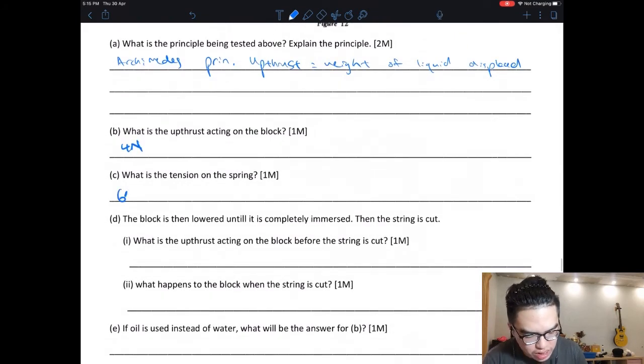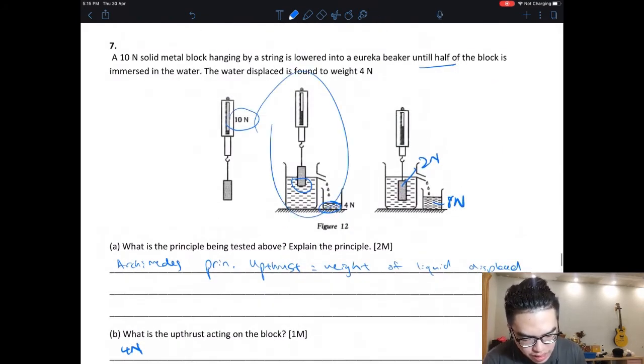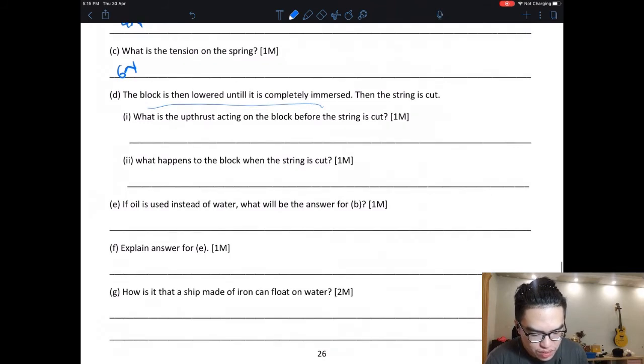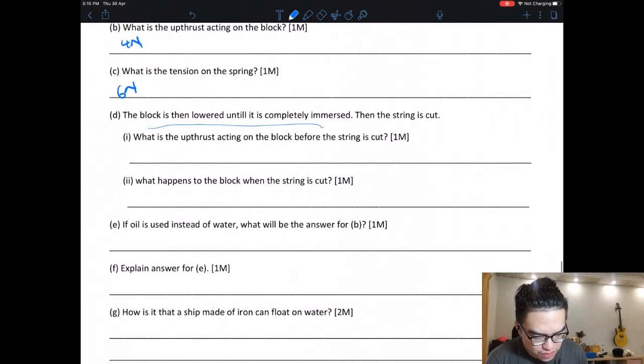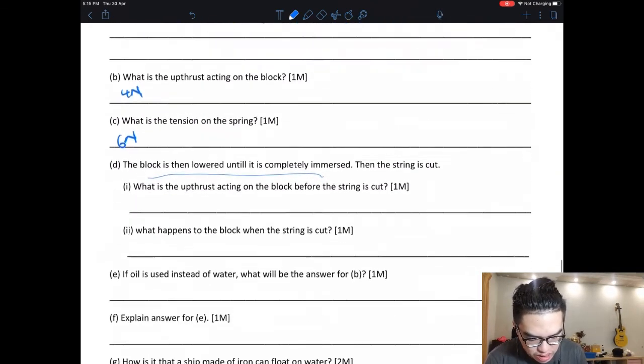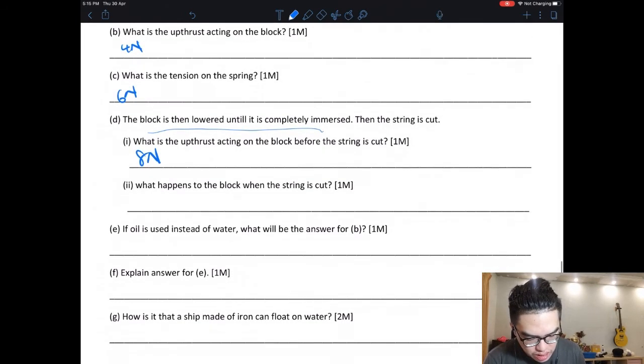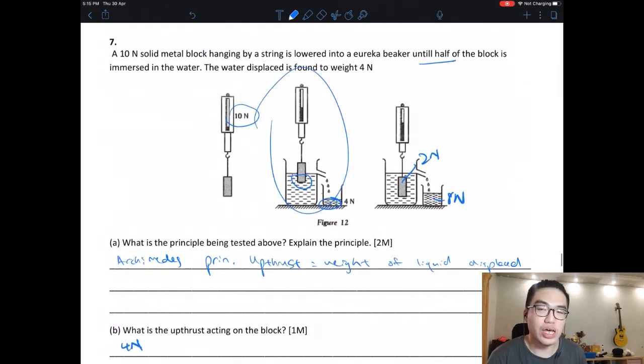I'm sure they're asking about this one. The block is lowered until it's completely immersed. So before that, it's asking about the half one. Then the string is cut. What is the upthrust acting on the block before the string is cut? I think it's 8. What happens to the block when the string is cut? It sinks, because 10 is still larger than 8. The block is 10 Newton down, 8 Newton up. It will slow down, but it will still sink.